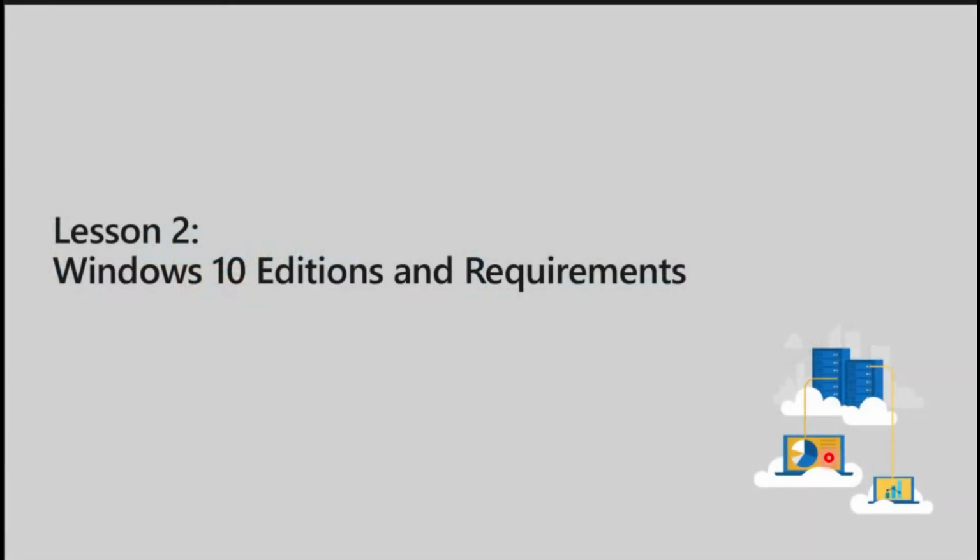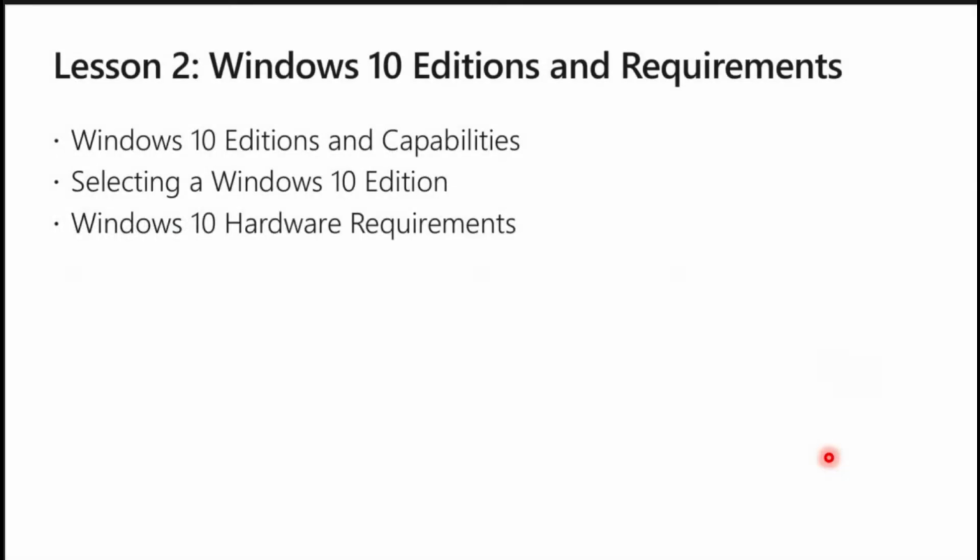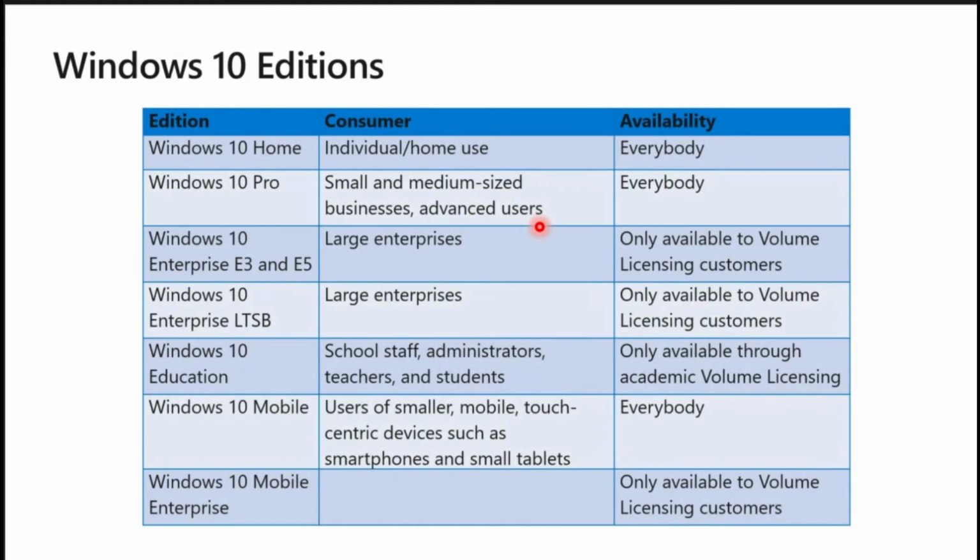Now let's have a look at Windows 10 editions and requirements. We have Windows 10 editions and capabilities, selecting a Windows 10 edition, and Windows 10 hardware requirements. So you're going to look at all these requirements. So Windows 10 editions, we have a Home edition. This is mostly for individual home users. Day-to-day basis, they'll be able to use this edition.